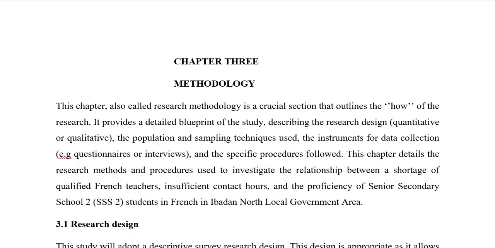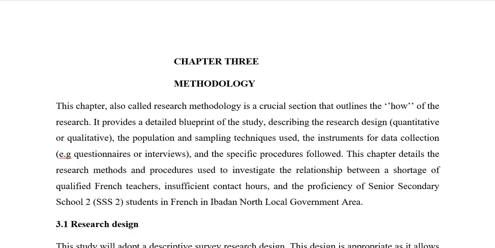So now they are explaining the concepts involved in chapter 3, which is your methodology. You are going to deal with the concept of research design, which is going to tell us whether we are using quantitative or qualitative analysis. The population and the sampling techniques to be used are going to tell us here how we need to carry out the analysis. Then the instruments for collection of data. So are we using interviews? Are we using secondary data? Are we using primary data?